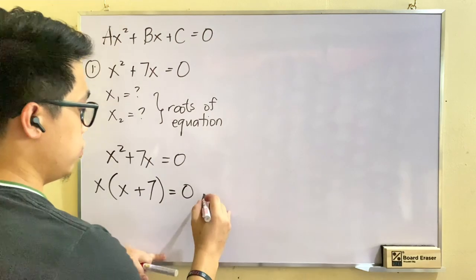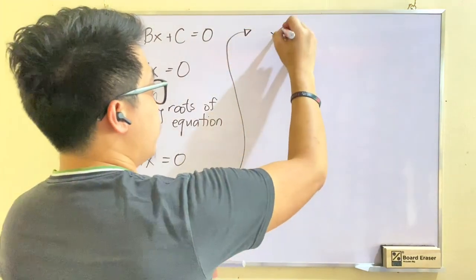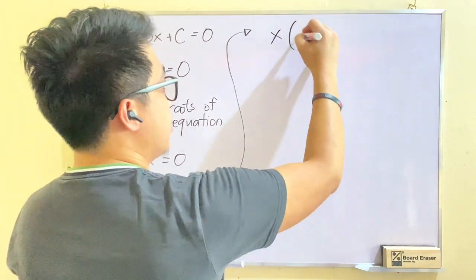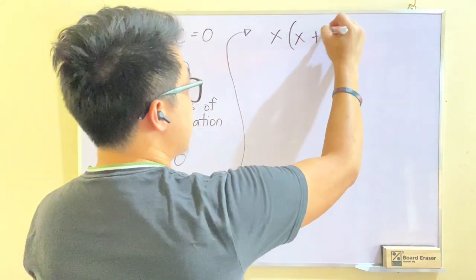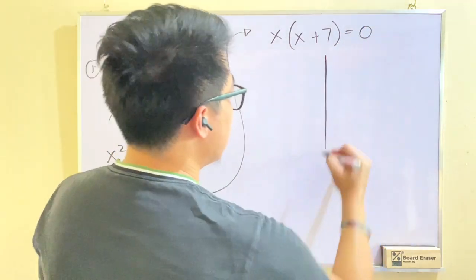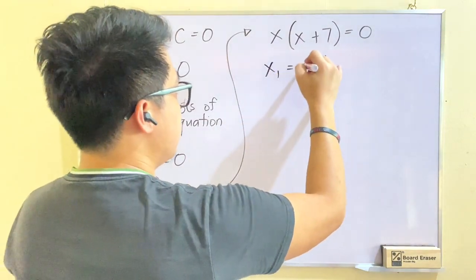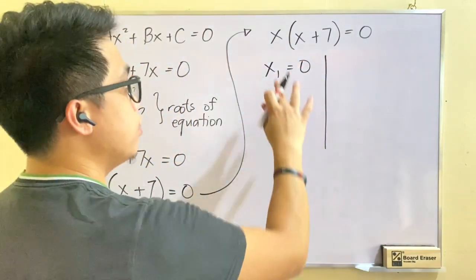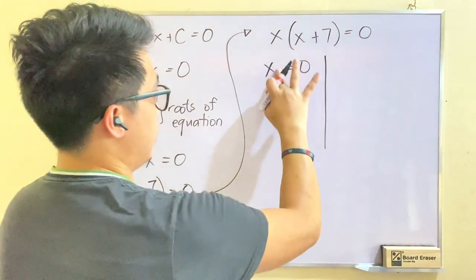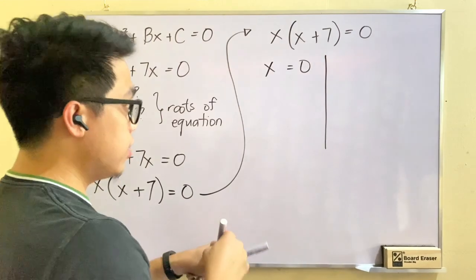How? So, drawing tayo ng ahas dito. So, ang nakuha nating factors is x times x plus 7 equal to 0. So, magkakaroon tayo ng dalawang values of x. X sub 1 is equal to 0. Ano yung x sub 1? So, ito siya. Ito, si x. Sige, tanggalin na natin si x. So, ang unang value ng x natin is 0.